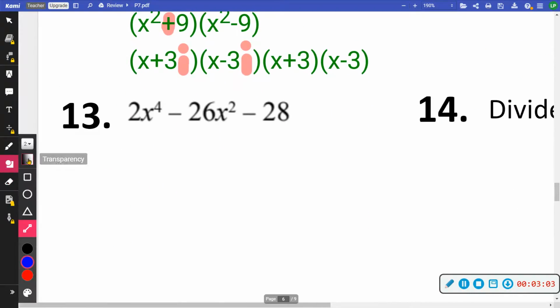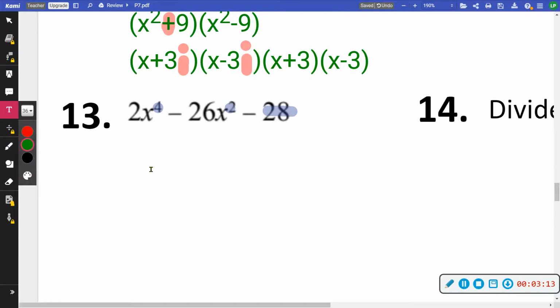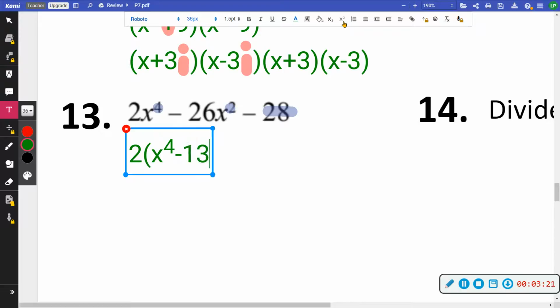This question, anytime you have x to the fourth, x squared, and then a constant, you can factor it like a quadratic. So first I'm going to look for GCF. I notice that they both have a 2. What's left over? Let's see, 26 divided by 2 is 13. 24 divided by 2 is 14.